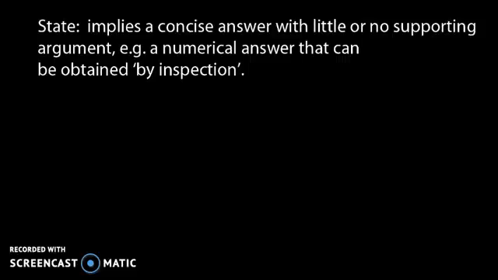First term that we are going to look at is state. Now, questions that require you to state a value imply a concise answer with little or no supporting argument. For example, a numerical answer that can be obtained by inspection, or a value that you have memorized, or a concept that you have memorized. So if you see a question that requires you to state, that means you should be able to just recall the answer, or get the values without having to do any kind of calculations. Okay, a direct answer.